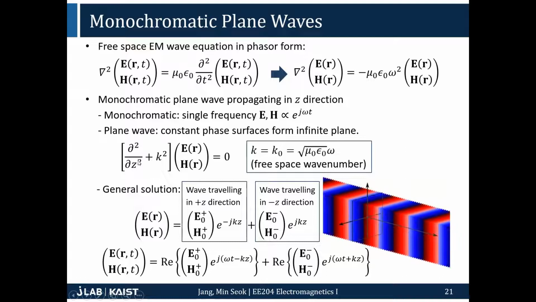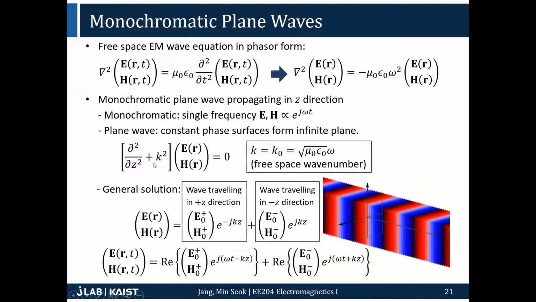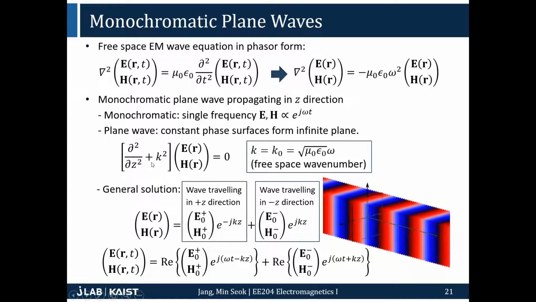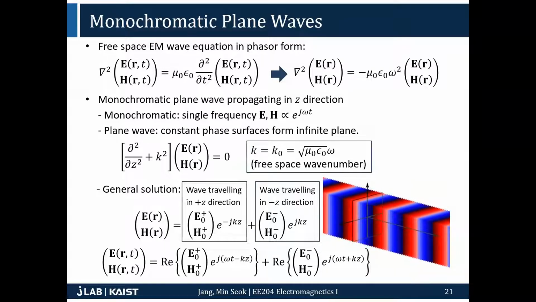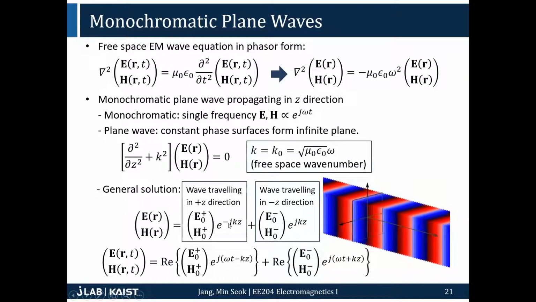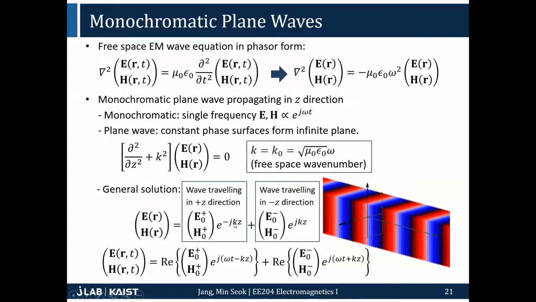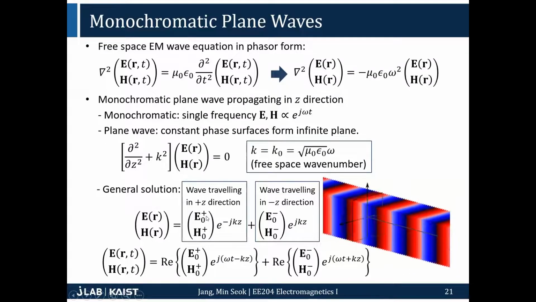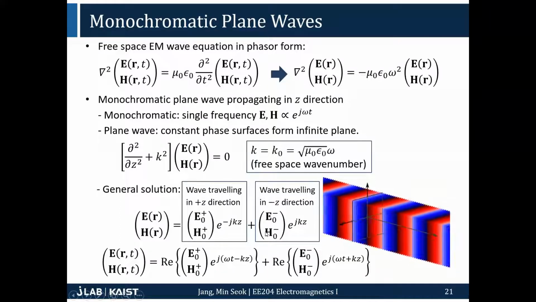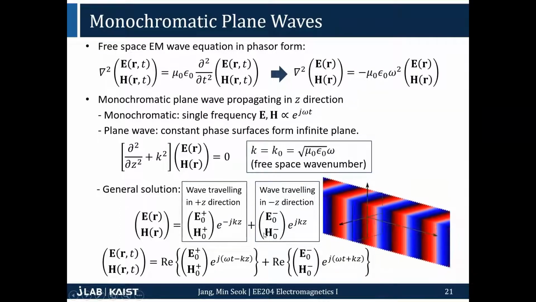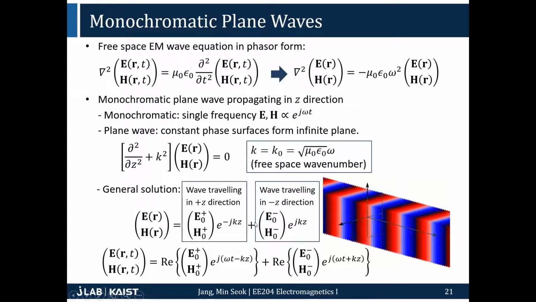Just the second order space derivative, and then k squared. The general solution for this is a sine and cosine wave, right? Or you can also write it as e to the minus jkz and e to the jkz. So this is the general solution: e to the minus jkz and e to the jkz with some coefficients. These coefficients are, of course, undetermined, and if there's a boundary condition, then you can determine them, right?